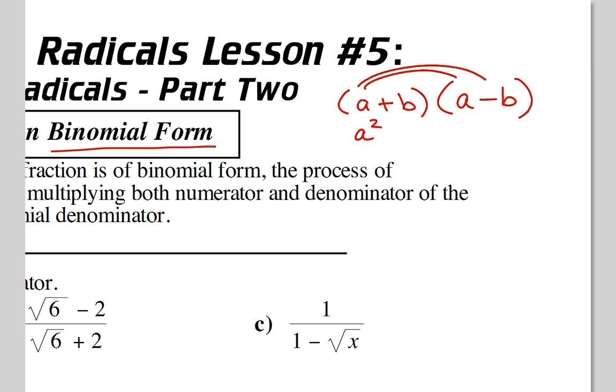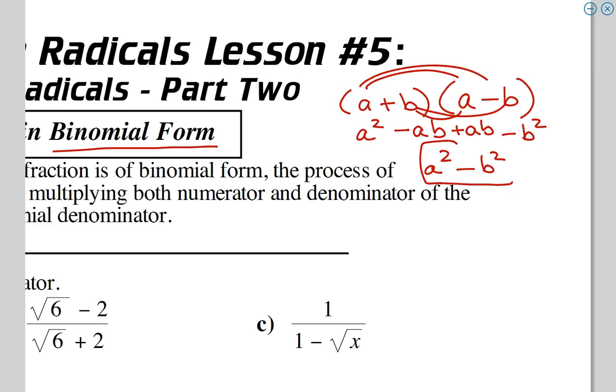A times a is a squared, and negative ab, and then positive ab, and then negative b times b, which is b squared. The middle terms disappear, and you get this. And when you're doing radicals, this is another clever way of multiplying.